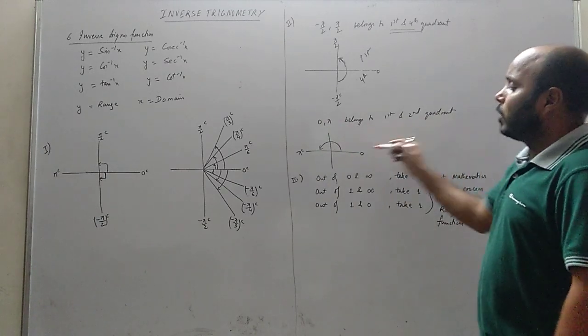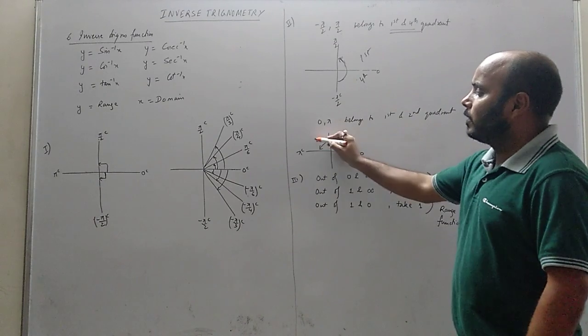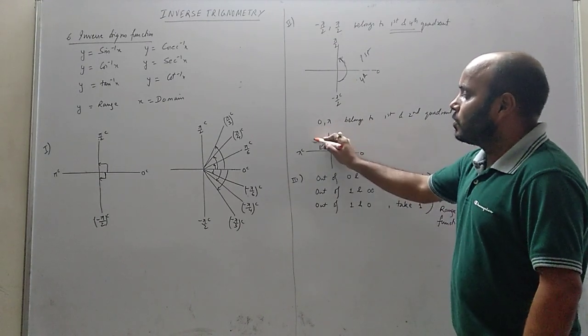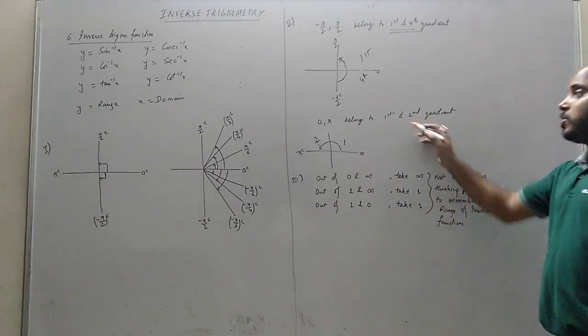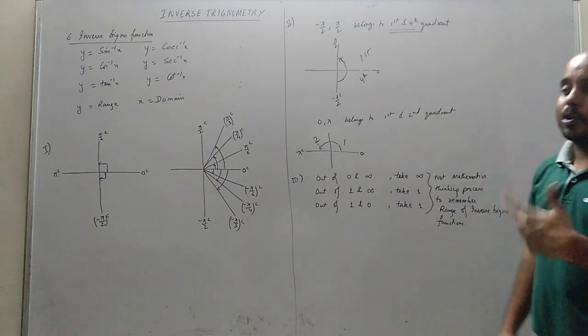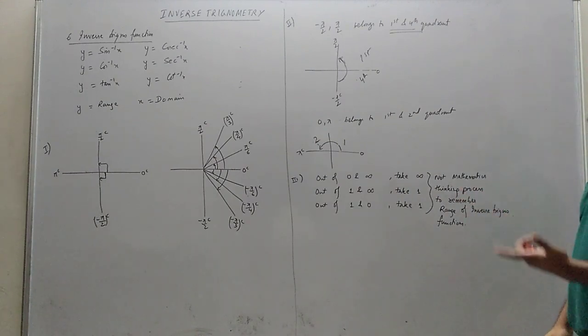0 to pi belongs to which quadrant? First and second quadrant. This is easily we can say, 0 to pi, first and second quadrant. Okay, these things you have to remember. Minus pi by 2 to pi by 2 belongs to which quadrant? 0 to pi belongs to which quadrant?